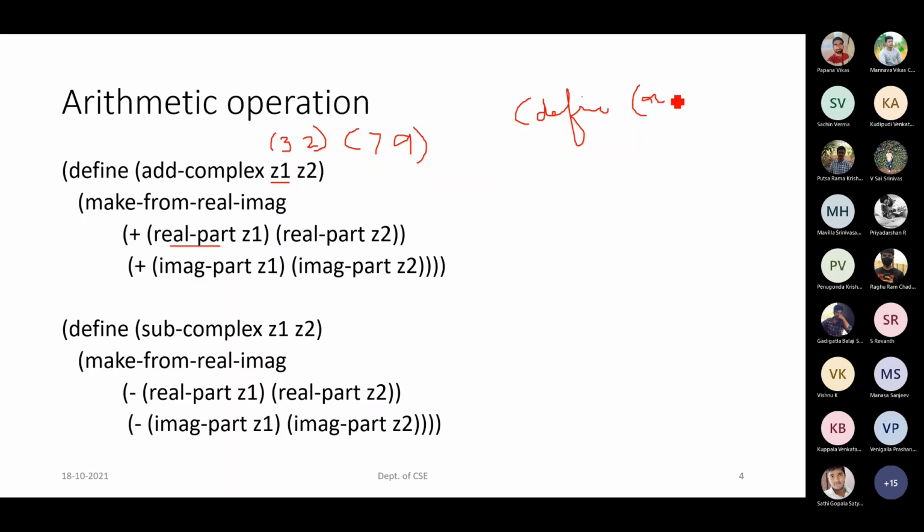So real part, I'm writing it in short form, RP, where I'm just expecting one complex number C. I have to extract only the real part of it, so I can say car of C. Car of C will help us retrieve the starting part, the first value of it. Similarly, the imaginary part will retrieve the second part, the second value.